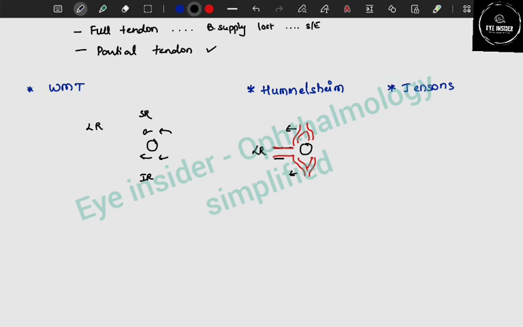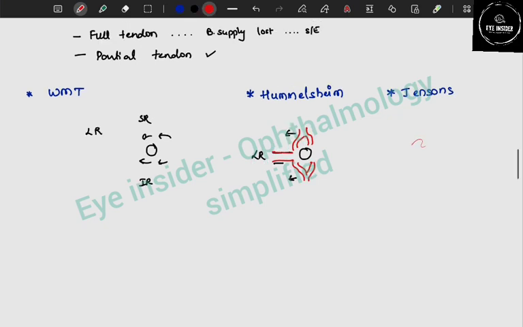In the Jensen's procedure, the superior rectus, inferior rectus as well as the lateral rectus are also split longitudinally and attached to each other. So these are some of the procedures which are used in transposition.